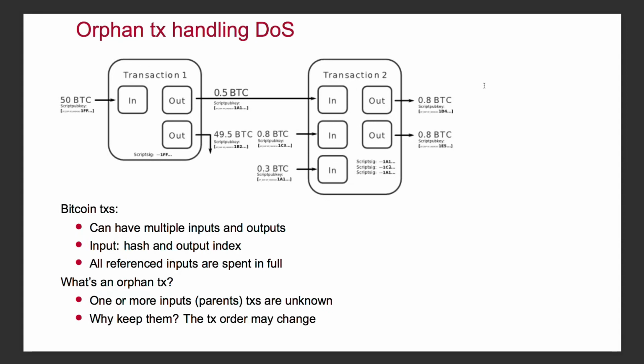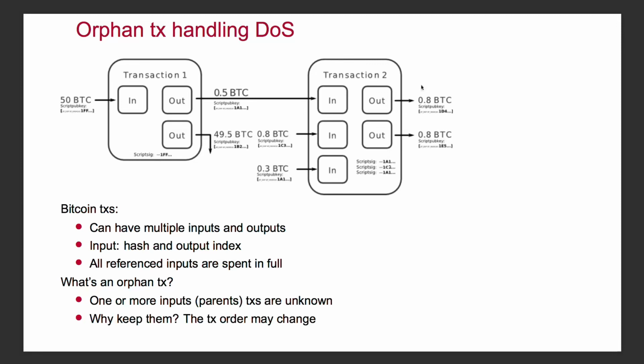Orphan transaction handling. There was an interesting DoS vector in Bitcoin which involved orphan transaction handling. If we recall what Bitcoin transactions look like, they have multiple inputs and multiple outputs. Inputs are basically hashes of previous transactions and indices of outputs in these transactions we're spending, and outputs are new coins that we are creating. Not creating new coins, we're just transferring coins into new places.